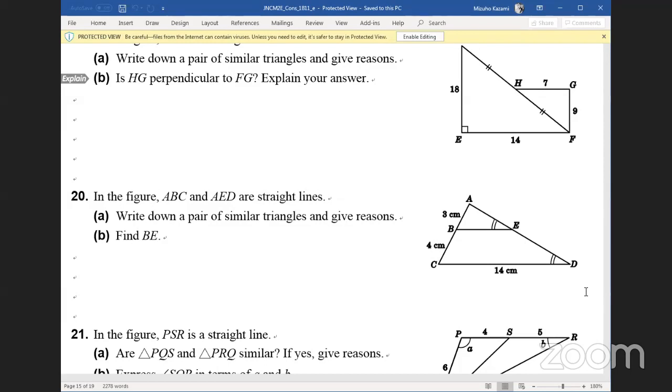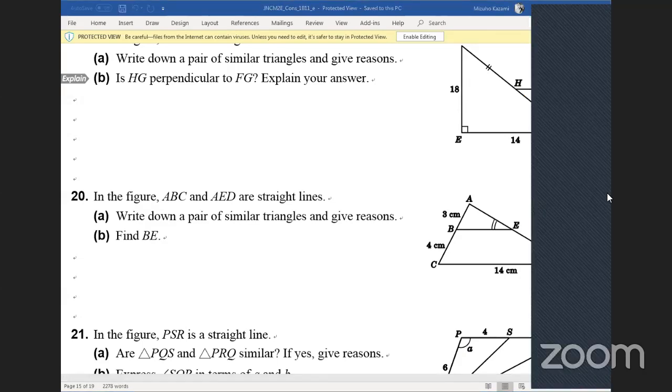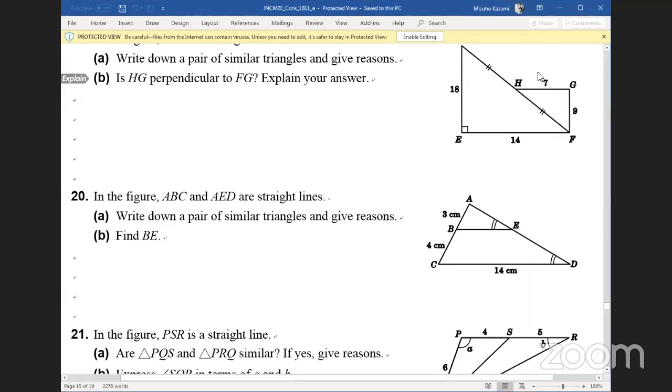Okay, now before I end this lesson, I have something to show you quickly. Let me close this one first. And then, right, let me share the screen again.